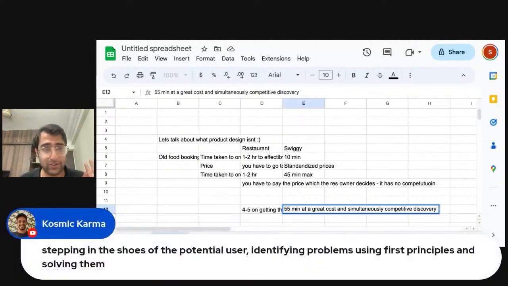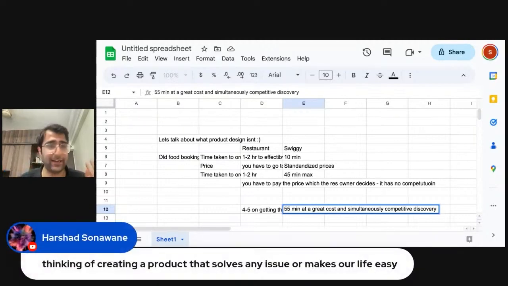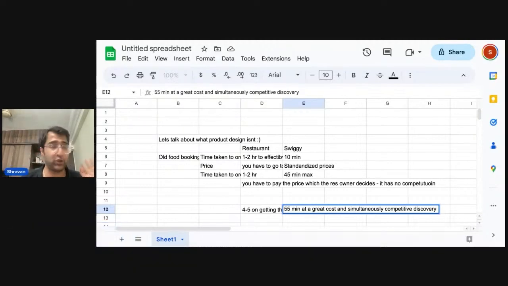ठीक है? Cosmic Karma says, stepping into the shoes of a potential user, identifying problems using first principles and solving them. To a certain level, you are absolutely right, dude. Right? Thinking of creating a product that solves any issue or makes your life easy.